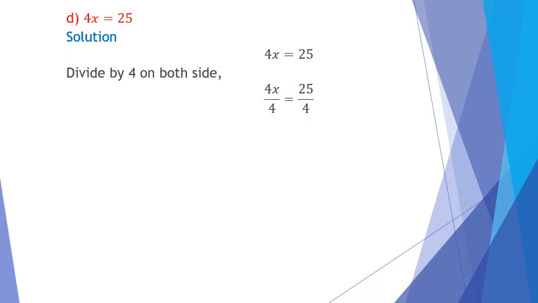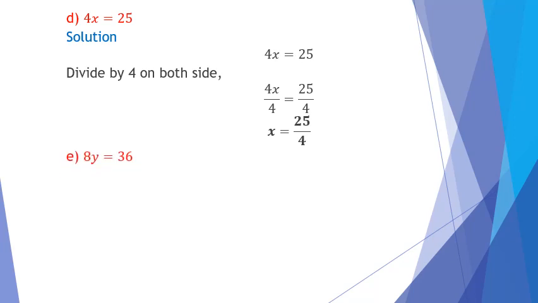Next, D. 4x equal to 25. To remove 4, we have to divide by 4 on both sides. So 4x upon 4 equal to 25 upon 4. In the LHS, 4 and 4 is cancelled. So x equal to 25 upon 4 is the solution.